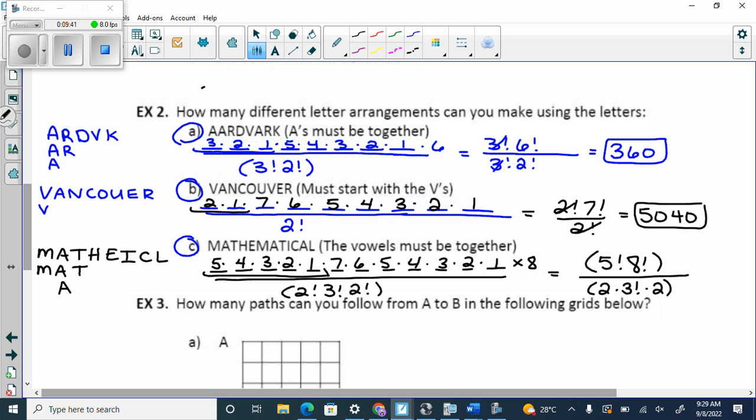Perfect. Leave fixed. Right there. And I don't know what that is. That is not right. My brain's not doing that. What is that? 201,600.